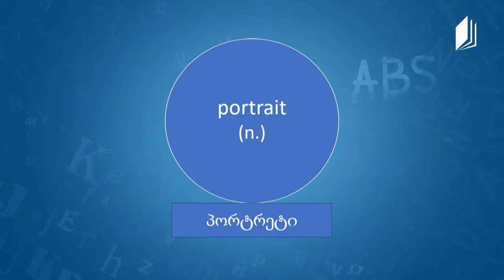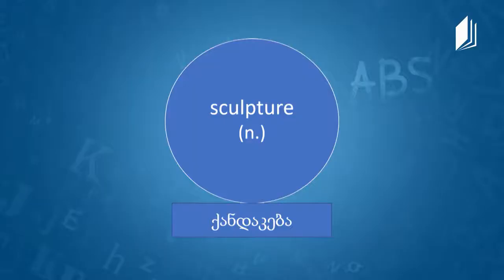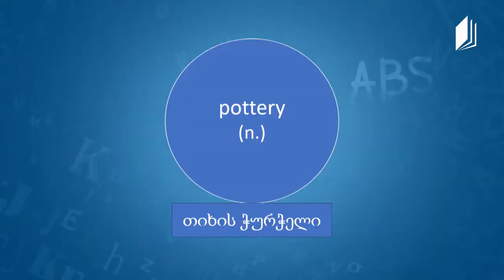And our next word is sculpture, noun. And what is that, Lika? So sculpture is ქანდაკება, არსებითი სახელი. And one more time, sculpture. And our next word is pottery, noun. And that is when you make something like a sculpture or a little thing or a bowl out of clay. So pottery, თიხის ჭურჭელი, არსებითი სახელი. And one more time, pottery.